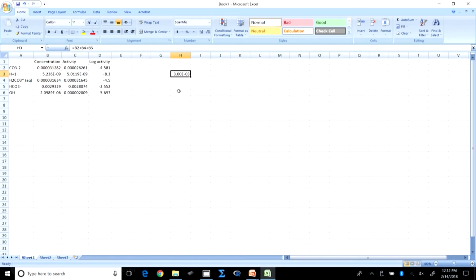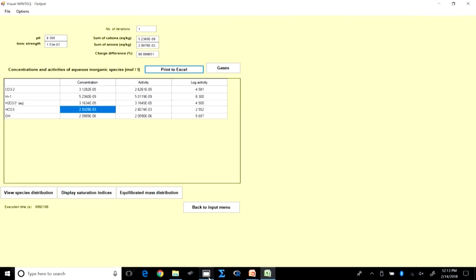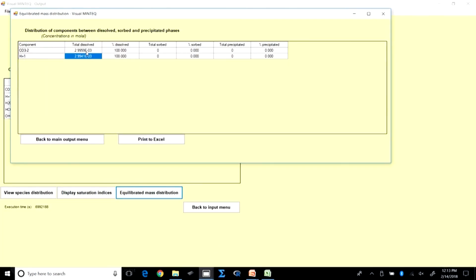In the same manner, let us try to calculate H total. So H total will be equal to H plus, minus OH minus, plus 2 times H2CO3 plus HCO3 minus, and enter, and again that is what you see here, that it is equal to 2.99 into 10 power minus 3, which is what we have from our Excel in the equilibrated mass distribution, right. Again these are values we are now going to note down, I guess.